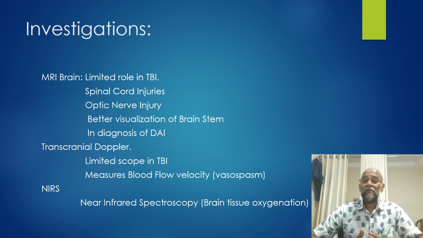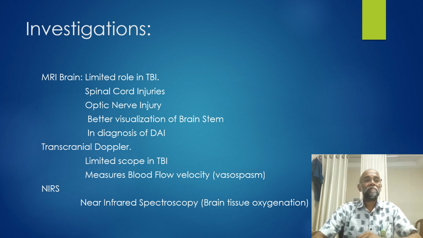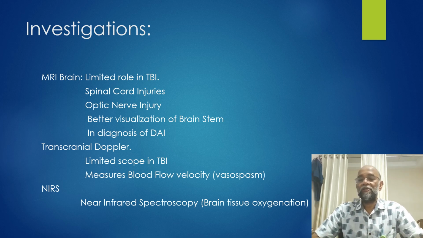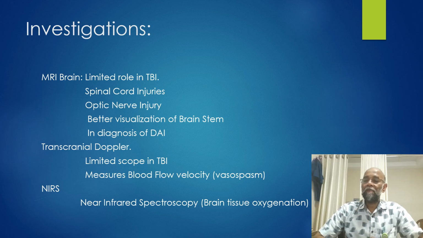However, it is the investigation of choice when there is a spinal cord injury. MRI is also important in the assessment of optic nerve injuries. When you find there is an optic nerve injury, you can get an MRI, look at the optic nerves, and make a decision on whether surgical decompression, which is usually done by the endonasal endoscopic route nowadays, is warranted or not.